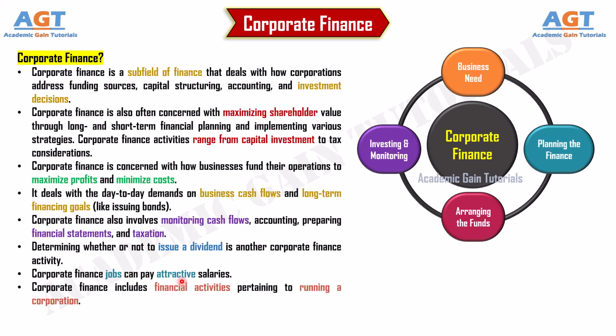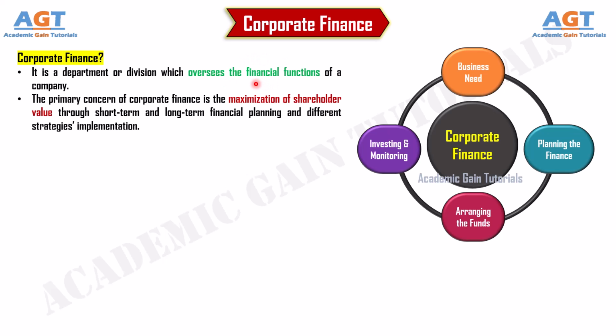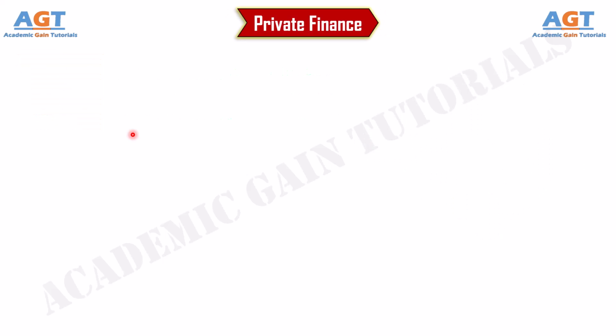Corporate finance includes financial activities pertaining to running a corporation. It is a department or division which oversees the financial functions of a company. The primary concern of corporate finance is the maximization of shareholder value through short-term and long-term financial planning and different strategies implementation. Number 6. Private finance. So, what is private finance?